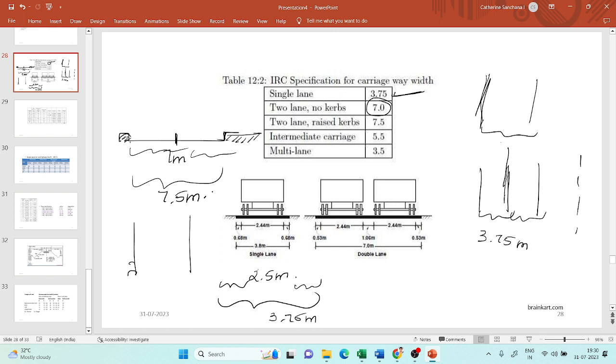And there is something called an intermediate carriageway, where the width of the carriageway is 5.5 meters. And multi-lane is more than two lanes. We saw the minimum width for two lanes. If it is more than two lanes, say three or four lanes, then each lane should be 3.5 meters. So this is the answer to the question.